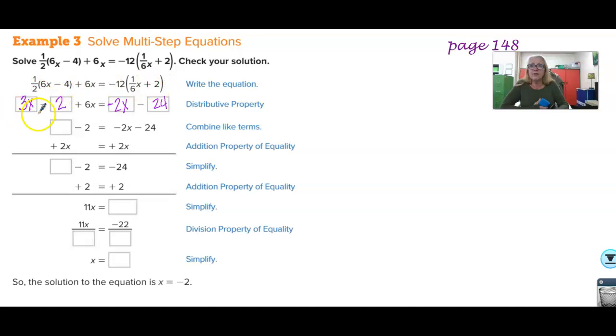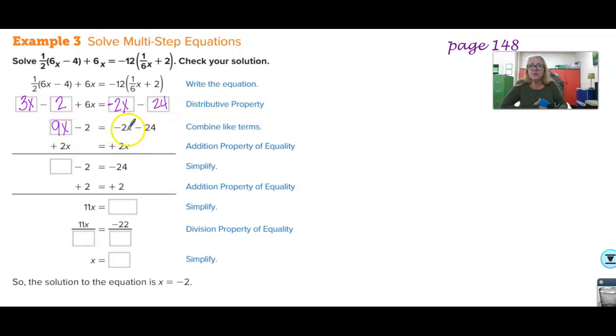Now, over here on the left, they want you to combine like terms. You have a positive 3x and a positive 6x, which gives you a positive 9x. And then the minus 2 comes here. This side, there's nothing to combine. These terms are not like and they can't be added together.